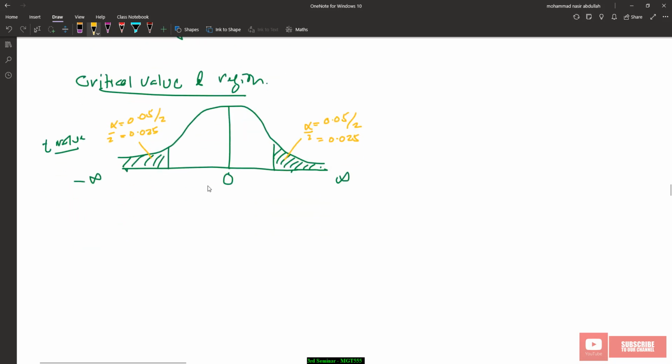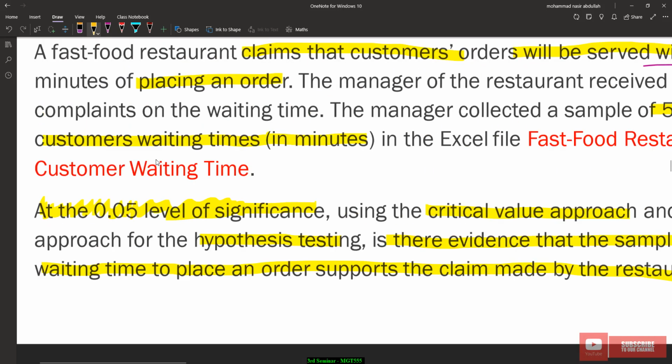So now we need to find the critical value. So this critical value is T alpha divided by 2 with degree of freedom. And this area is negative T alpha divided by 2 with degree of freedom. Basically, these values are the same, but on the right-hand side it should be a positive value. On the left-hand side, it should be a negative value. Right?